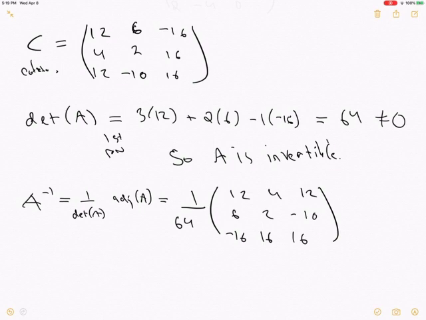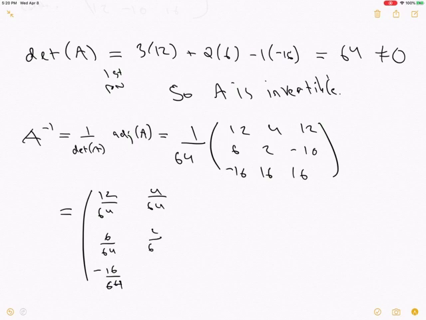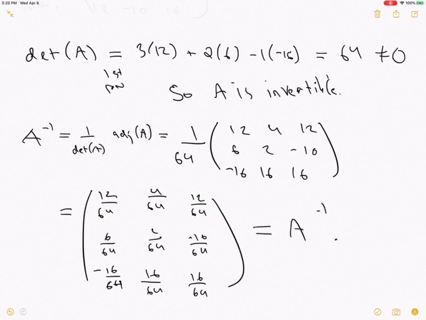You could simplify it if you wanted to, but that's just it. Remember, a matrix times a number just scales it. So this is just like the matrix 12 over 64, 6 over 64, minus 16 over 64. That's how you multiply a matrix times a number. You just multiply all the entries. 4 over 64, 2 over 64, 16 over 64, 12 over 64, minus 10 over 64, 16 over 64. And you can simplify this, but this is the inverse. So this is A inverse. Very cool.